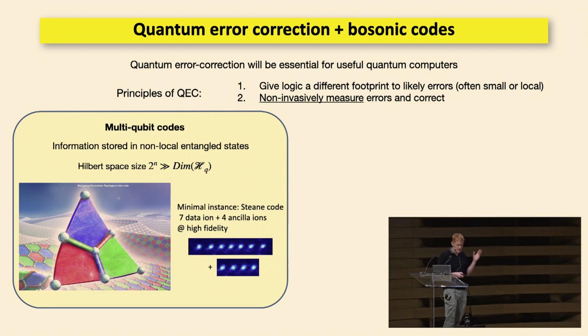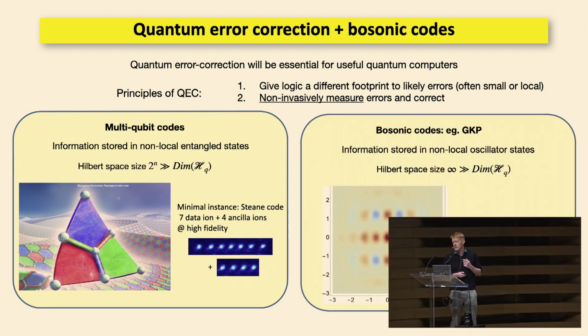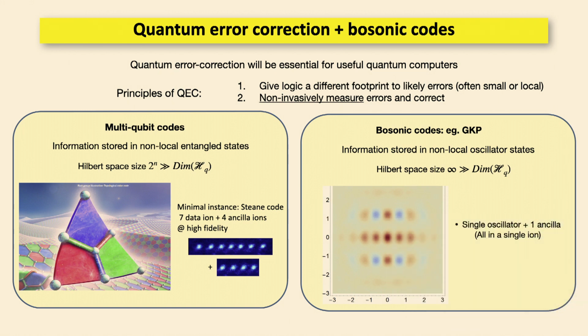But there's another way that you can do error correction, at least at the lowest level of your system, and that's to make use of other types of physical systems that have redundant Hilbert spaces, a Hilbert space that's much bigger than the two-state Hilbert space you need for a single qubit.